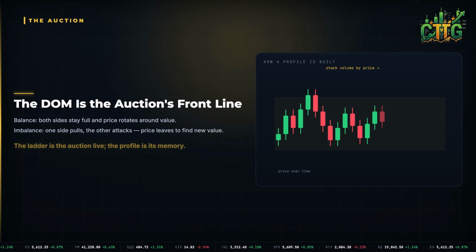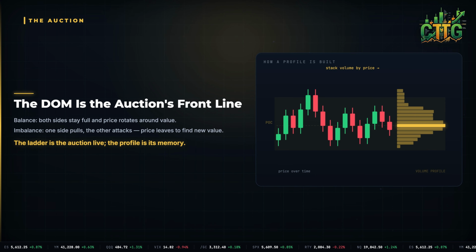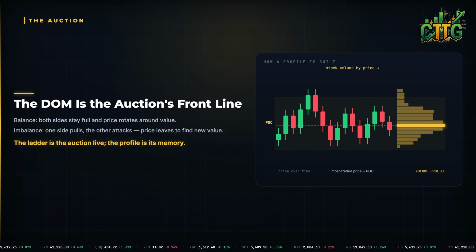If you've watched our auction market theory video, this should click. The market is a two-way auction. Price moves to find where business gets done. The DOM is that auction's front line, live, tick by tick. When value is agreed, both sides of the ladder stay full and price rotates. That's balance. When one side pulls its orders and the other side turns aggressive, price leaves fast to find new value. That's imbalance. And all that activity leaves a paper trail, the volume profile you've seen us build.